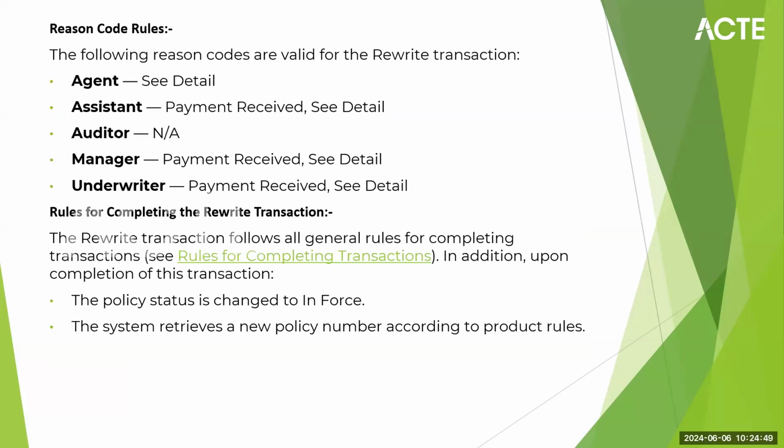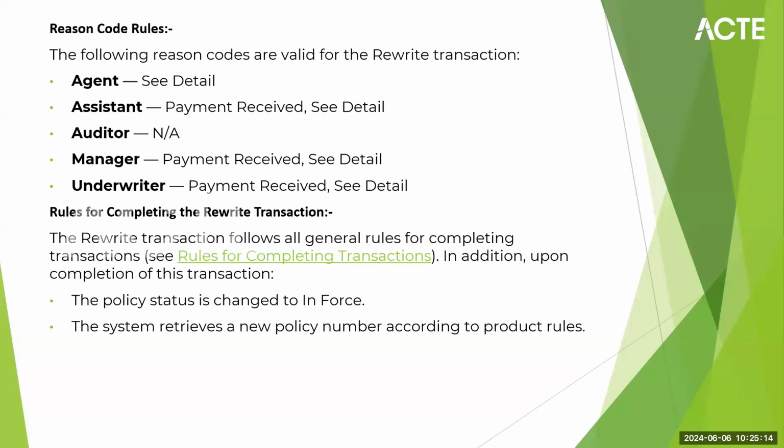Reason code rule. The following reason code rules are valid for the rewrite transaction. Agent, assistant: payment will be received. Manager: payment will be received. Auditor is not applicable. Underwriter: payment will be received. Whatever the premium amount is after rewriting, that amount will be received from the policyholder.